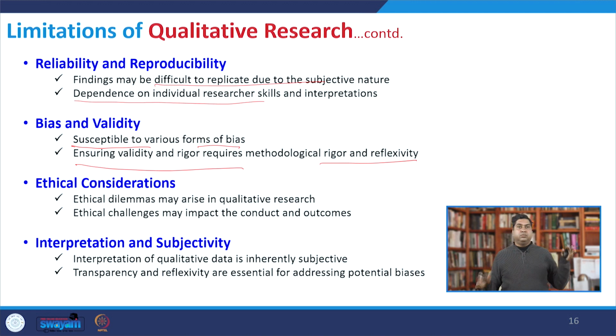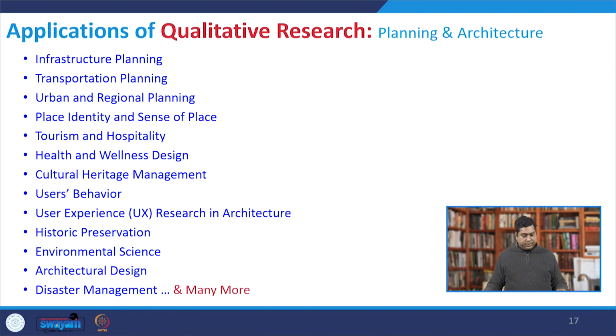So, that depends on the ability of the researcher and a thorough understanding of the approach that he or she is applying. Ethical consideration: ethical dilemmas may arise in qualitative research, and ethical challenges may impact the conduct and outcomes. So, that is another challenge. Many times, because of these ethical issues, people just do not go for it, but that is also not correct. Interpretation and subjectivity: interpretation of qualitative data is inherently very much subjective. Transparency and reflexivity are essential for addressing potential biases and how to overcome those biases. So, proper assumptions and limitations have to be clearly stated.